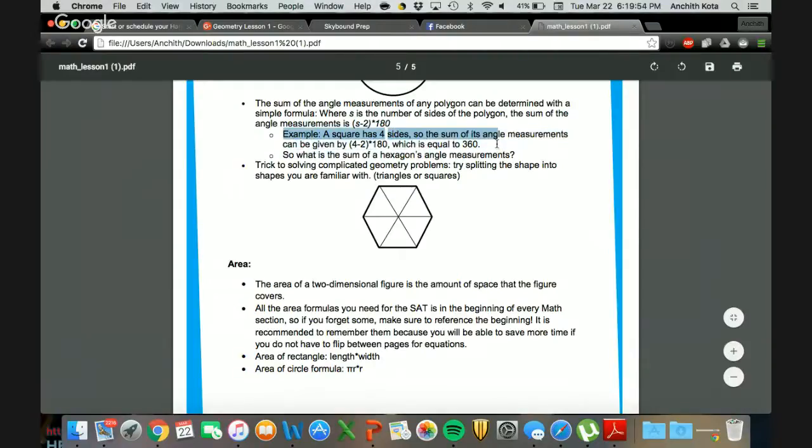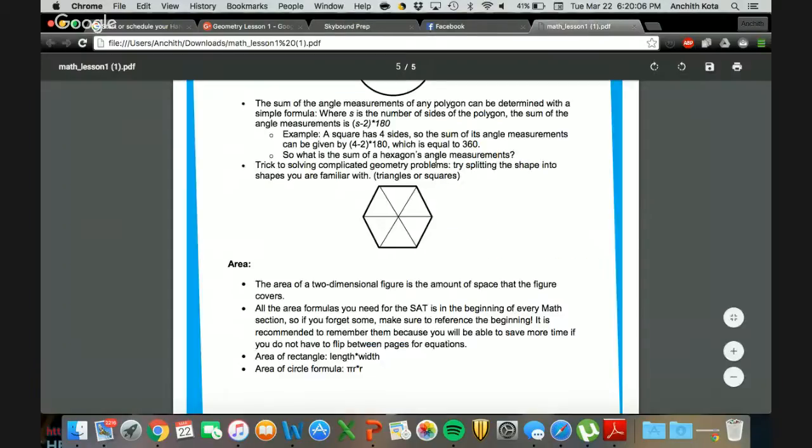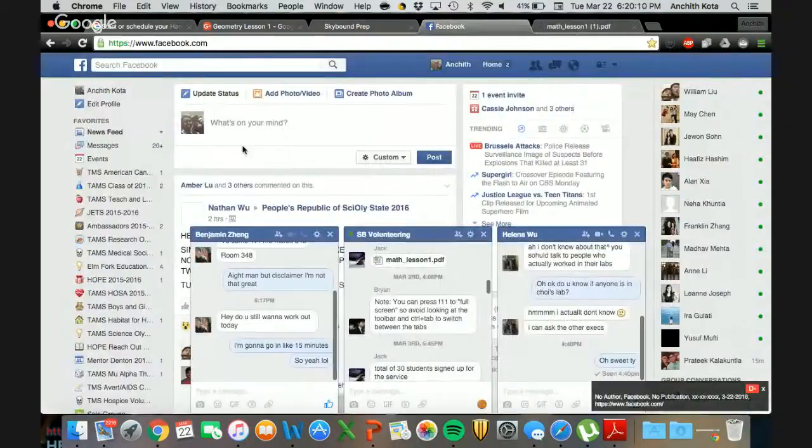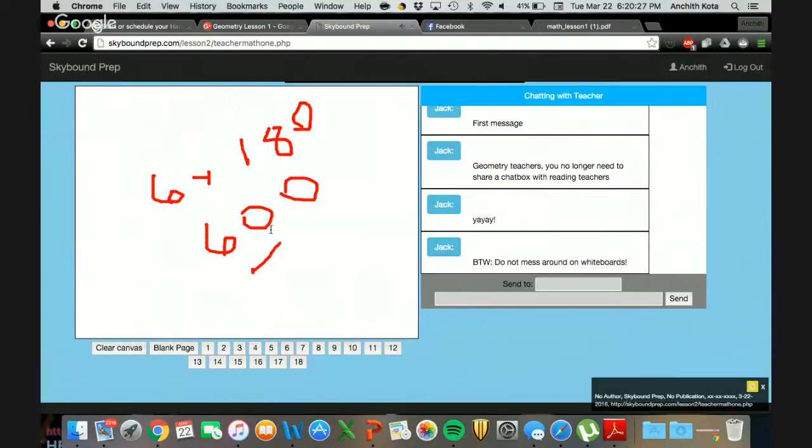A square has 4 sides, so the sum of its angle measurements can be given by 4 minus 2 times 180, which is equal to 360. And this works for other shapes as well. So let's say that I have an octagon and that has 8 sides. So S in this case is 8. So I do S minus 2 times 180. So 8 minus 2 gives me 6 times 180. And the way you calculate this, 600 plus 480. So that gives me 1080.